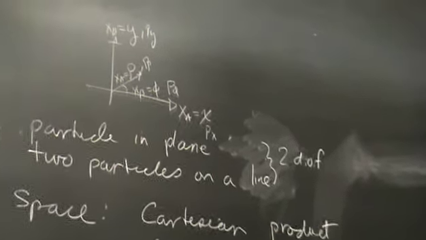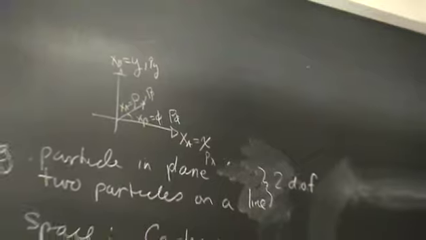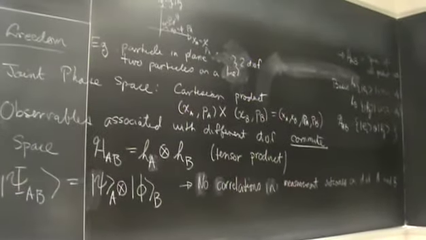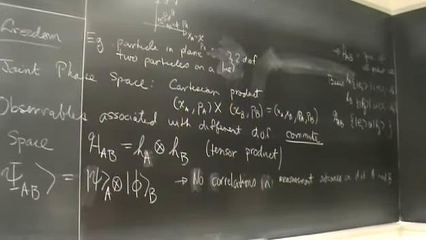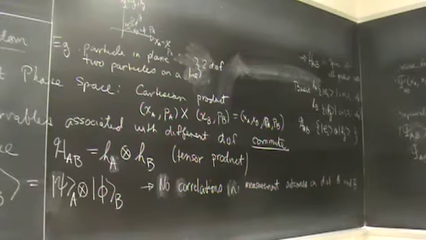And similarly, for two particles on a line, I can talk about the coordinate of each particle. I can talk about their relative coordinate and their center of mass, okay? And we'll come back to that. It's going to be important. Okay, so that's classical physics.